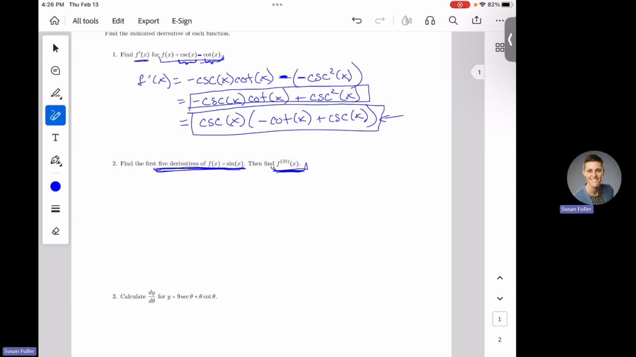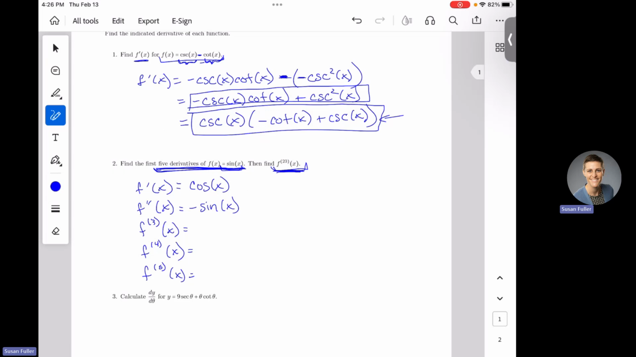So here we go. First 5 derivatives: 1, 2, 3, 4, 5. Okay, so we will go ahead and find our first 5 derivatives. Okay, f prime, the derivative of sine, is cosine of x. Okay, f double prime, the derivative of cosine is negative sine of x.